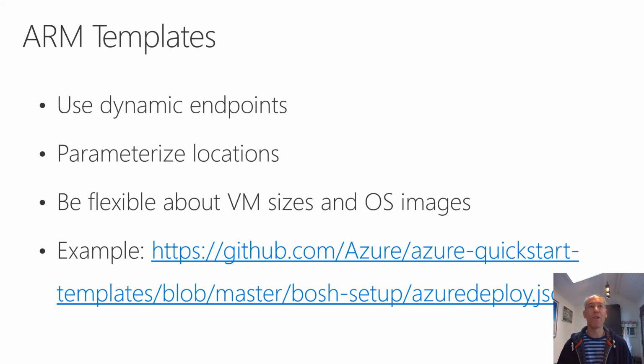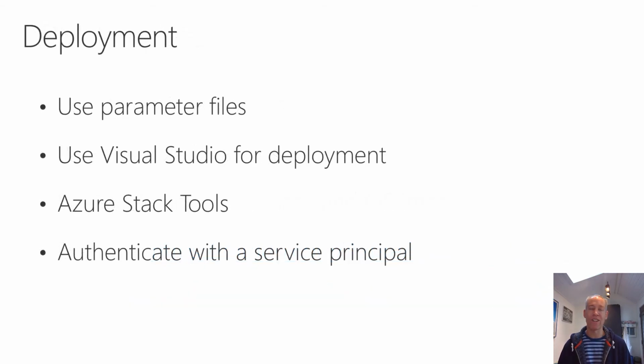So some things to think about in your ARM template. You should use dynamic endpoints. So you're not going to hard code which cloud you're talking to. You're going to parameterize the locations of things that you're connecting to. And you should be flexible about the VM sizes and OS images, because not all the sizes or images that are available in public Azure may be available in Azure Stack. So there's an example here that's on GitHub. It's one of the quick start templates. And you can take a look at that to see how you might form a nice ARM template that connects to both Azure and Azure Stack.